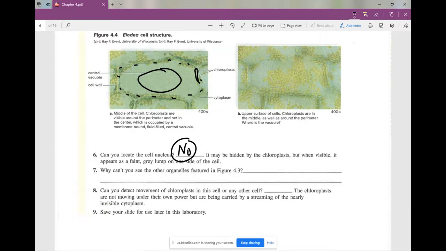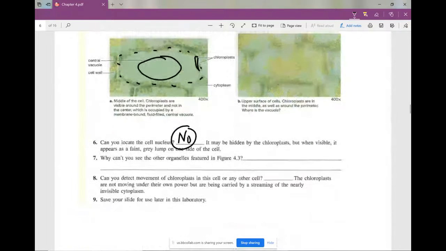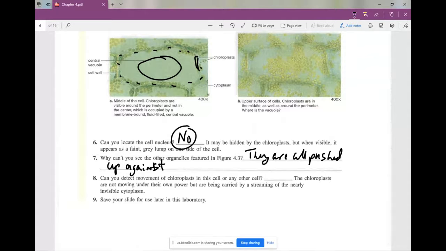Why can't you see other organelles featured in figure 4.3? Okay, so why can't we see any of the other organelles? They are all pushed up against the perimeter of the cell. So that's a good answer. All the organelles, including the chloroplasts, are pushed up against the perimeter of the cell, the periphery of the cell.